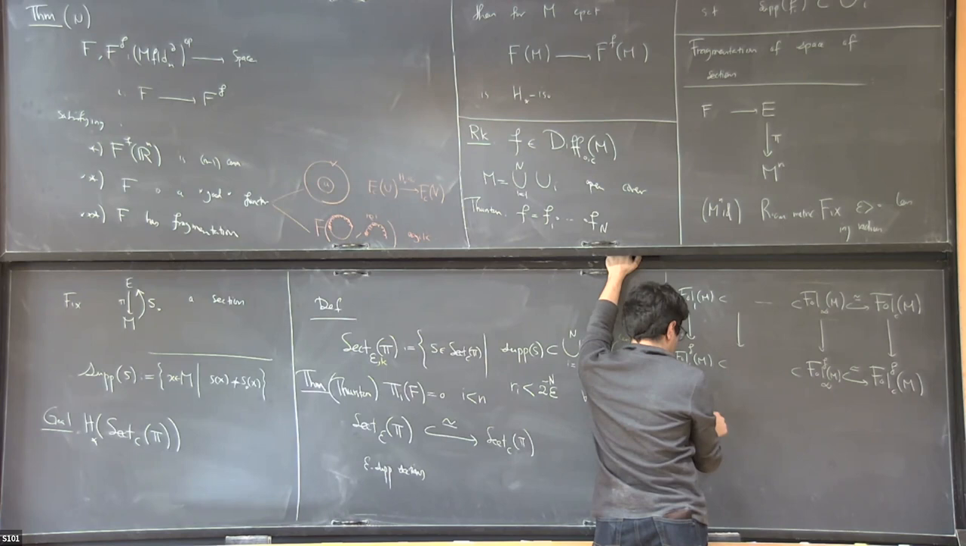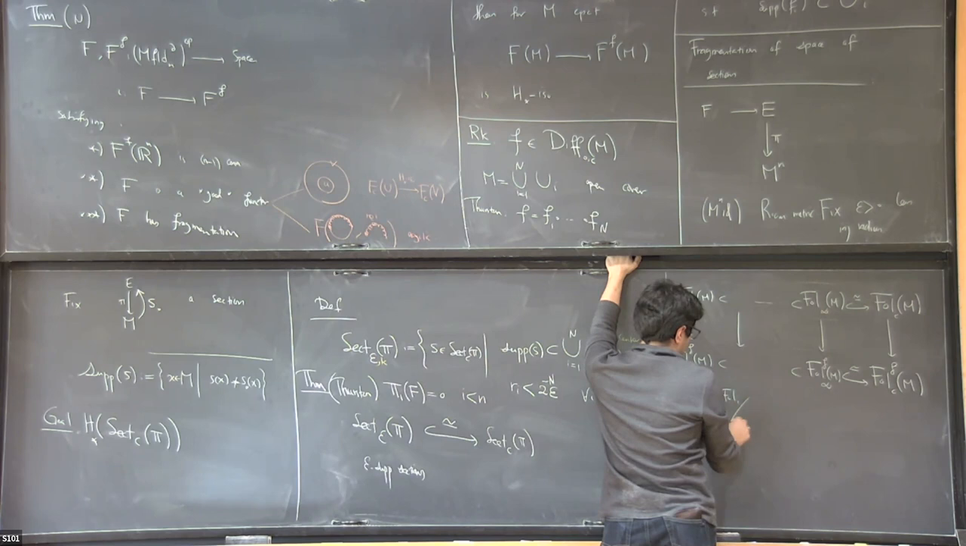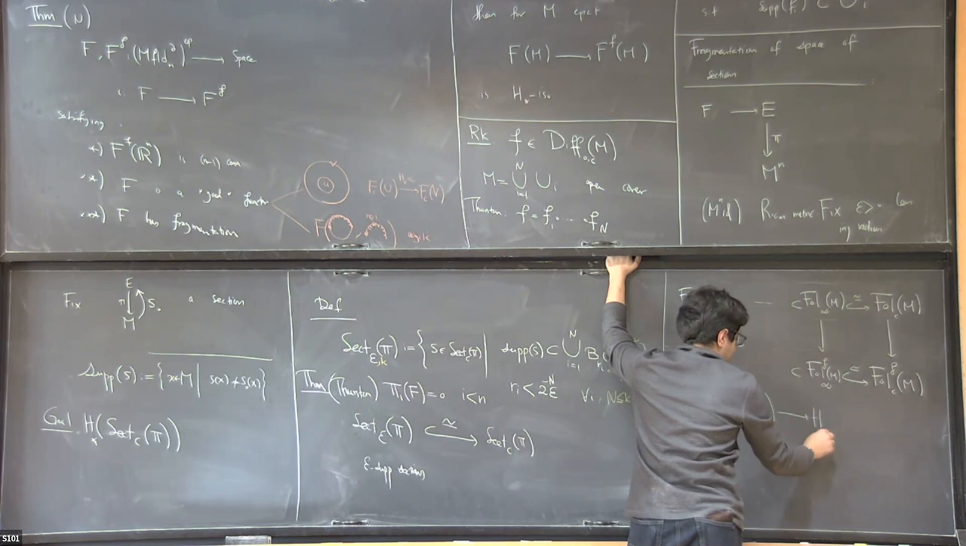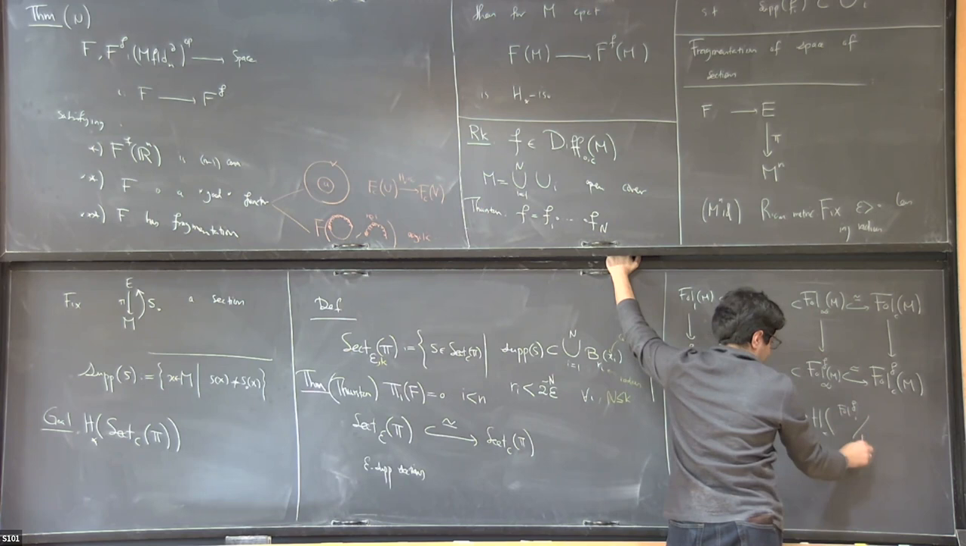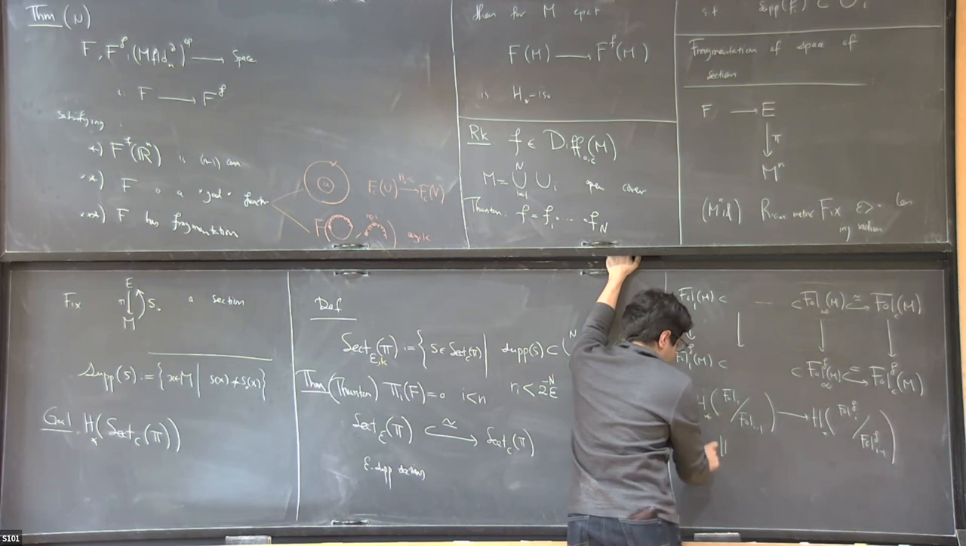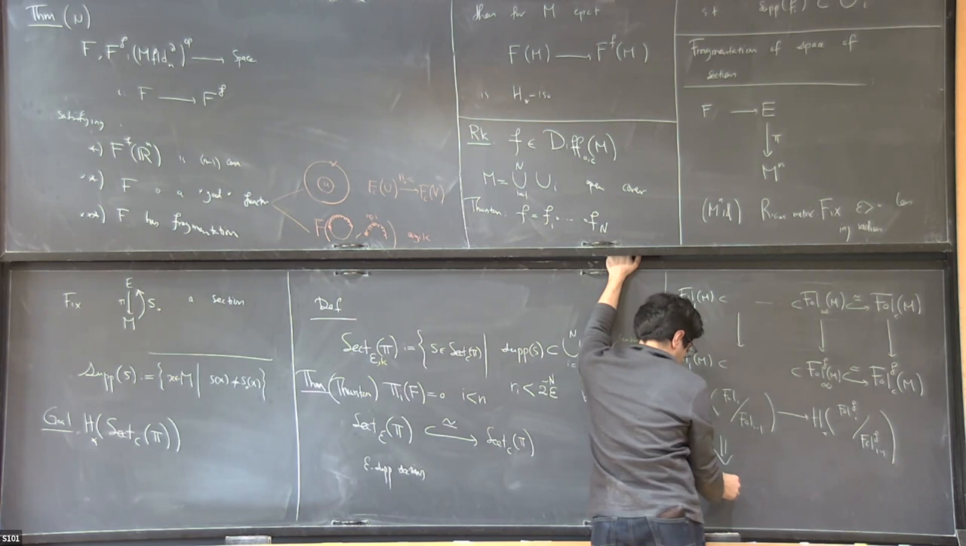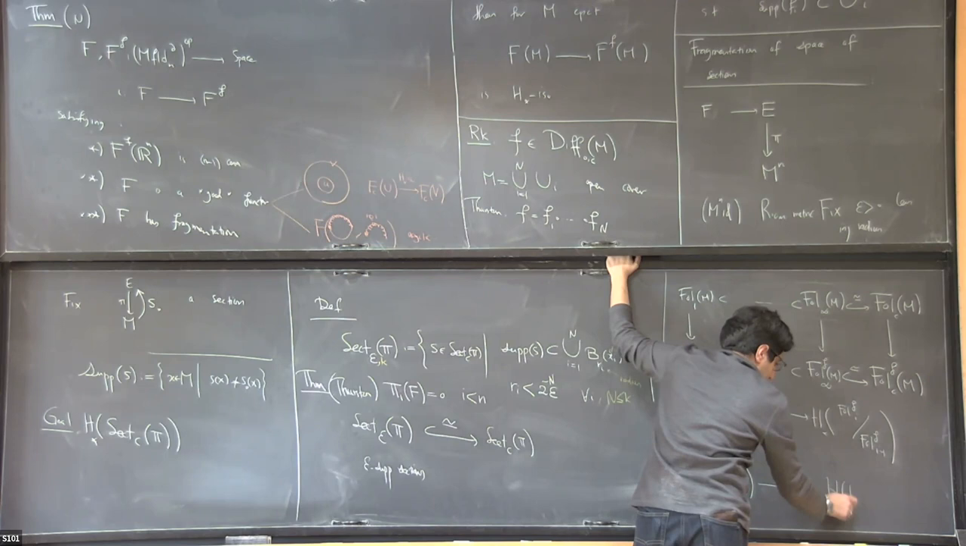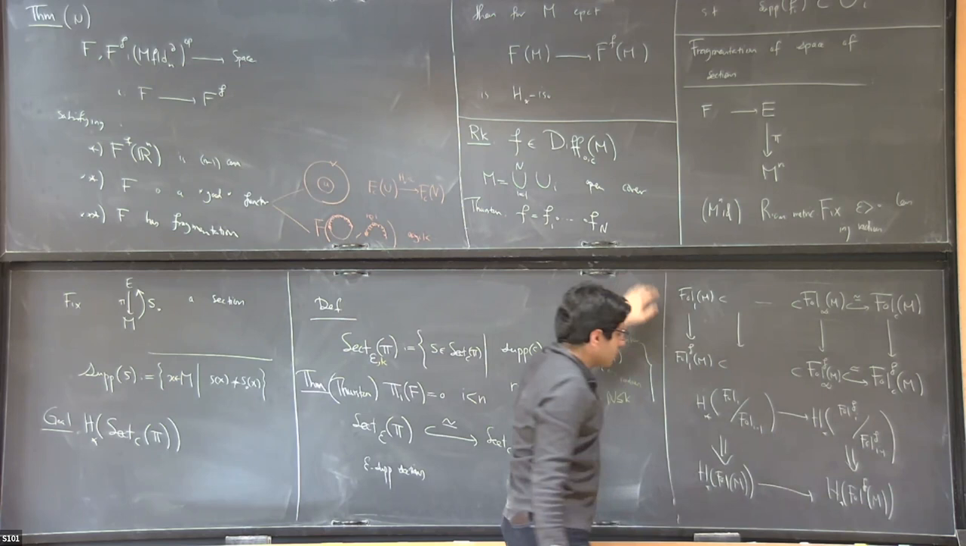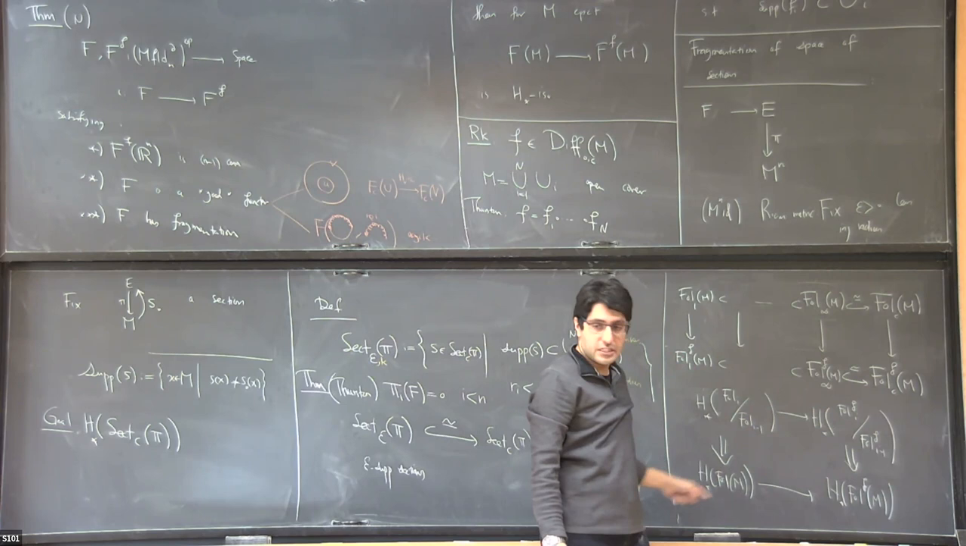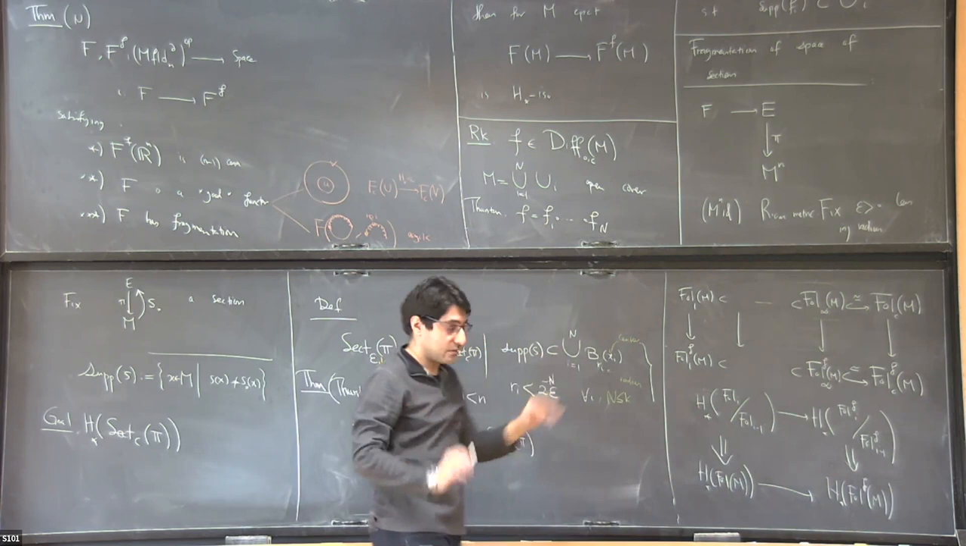So the homology of, say, the filtration quotients over one, two, homology, this converges to homology of the upper one. So then if you can compare the homology of the filtration quotients, you get in the limit a homology isomorphism. So that's how the argument goes. You need to understand the filtration quotient.